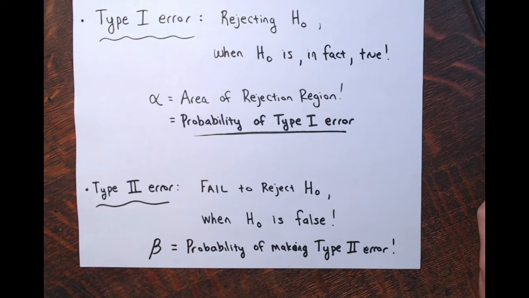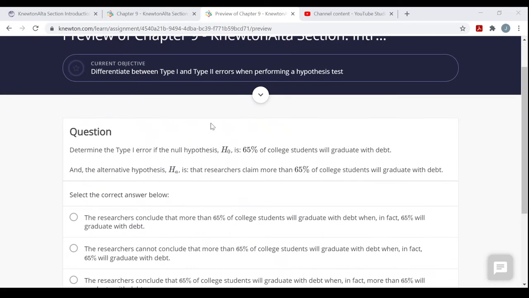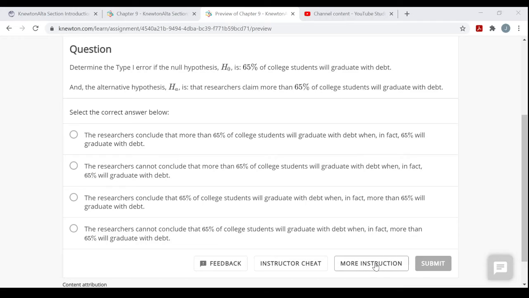Okay, so now that you've got these down, let's go to the question. Again, if you're unfamiliar with the topic, please click on more instruction, see their videos, their notes, their examples, and maybe they'll help you. Hopefully they do.